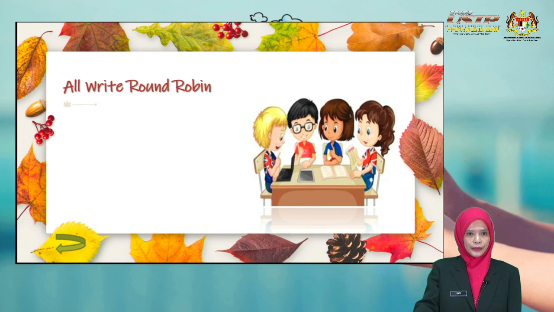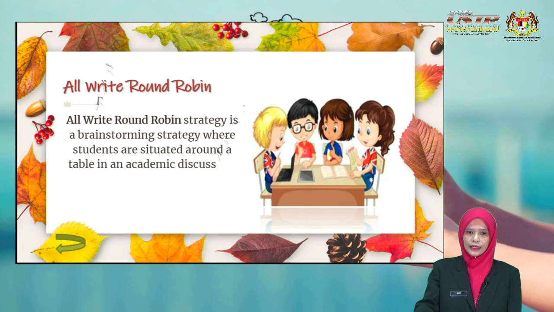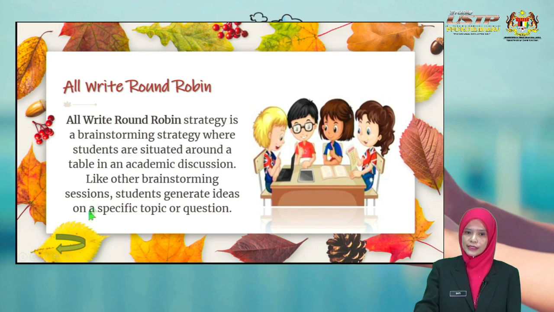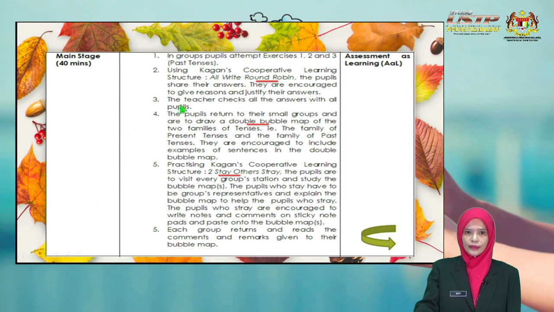All right, round robin. The round robin strategy is a brainstorming strategy where students are situated around a table in an academic discussion. Like other brainstorming sessions, students generate ideas on a specific topic or question. Then, the teacher checks all the answers with all the pupils.